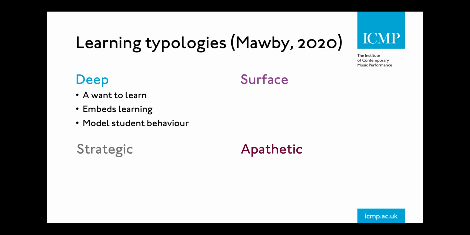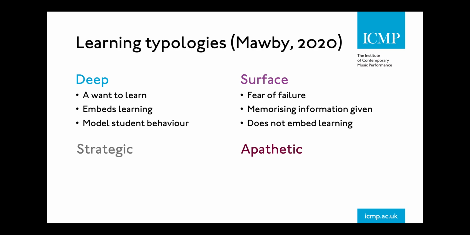The surface approach is a student who fears failure, so applies the technique of memorising the information they are given. Whilst memorisation is a useful skill, it does not embed learning. The results of memorisation for some forms of assessment can be successful. Examples of this would be where a music student would memorise previous answers from a mock paper and emulate these in their next exam. However, if information is not retained or not memorised by the student, then failure will ensue.